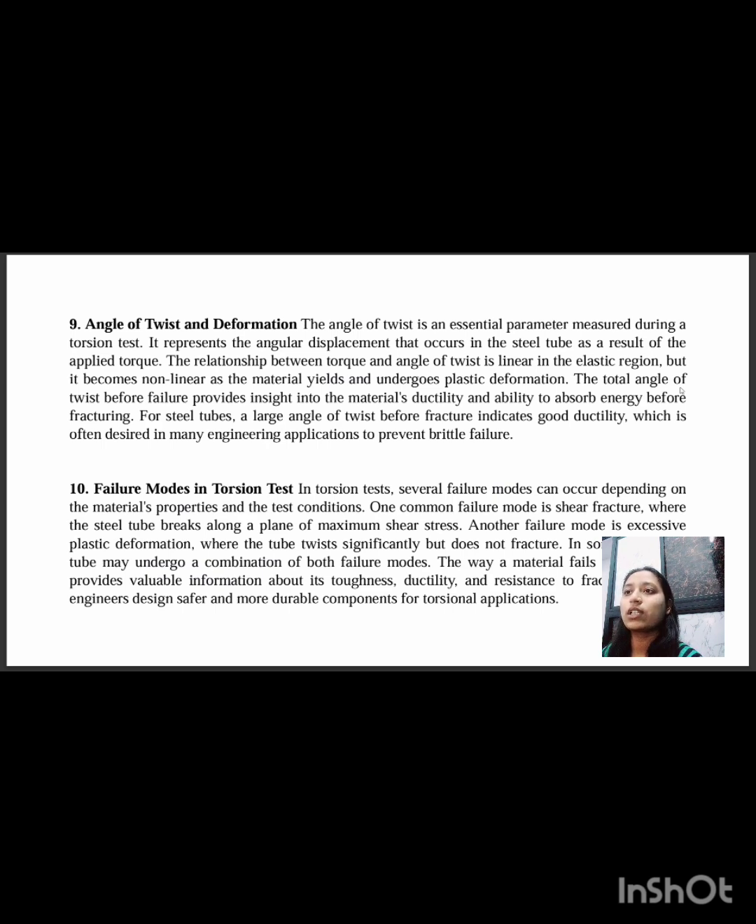Next, failure modes in torsion test. In a torsion test, several failure modes can occur depending on the material's properties and the test conditions. One common failure mode is shear fracture, where the steel tube breaks along a plane of maximum shear stress. Another failure mode is excessive plastic deformation, where the tube twists significantly but does not fracture. In some cases, the tube may undergo a combination of both failure modes.